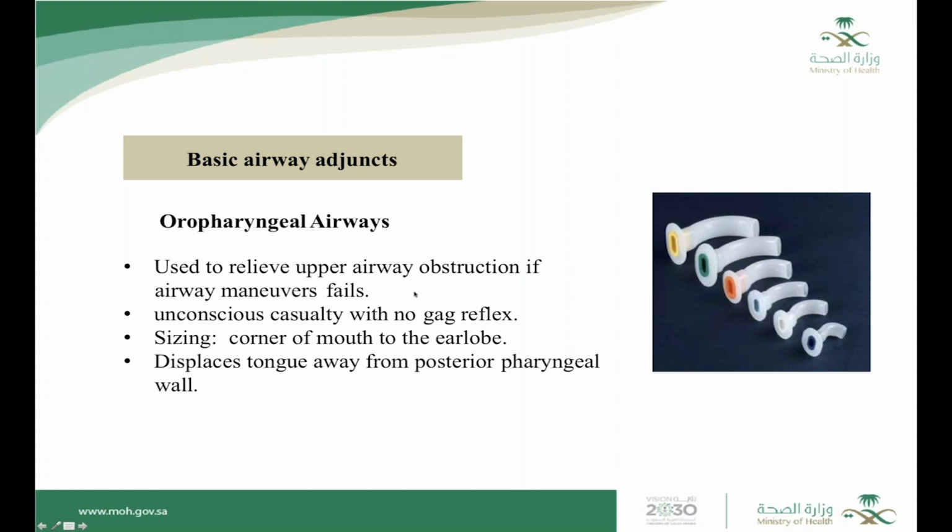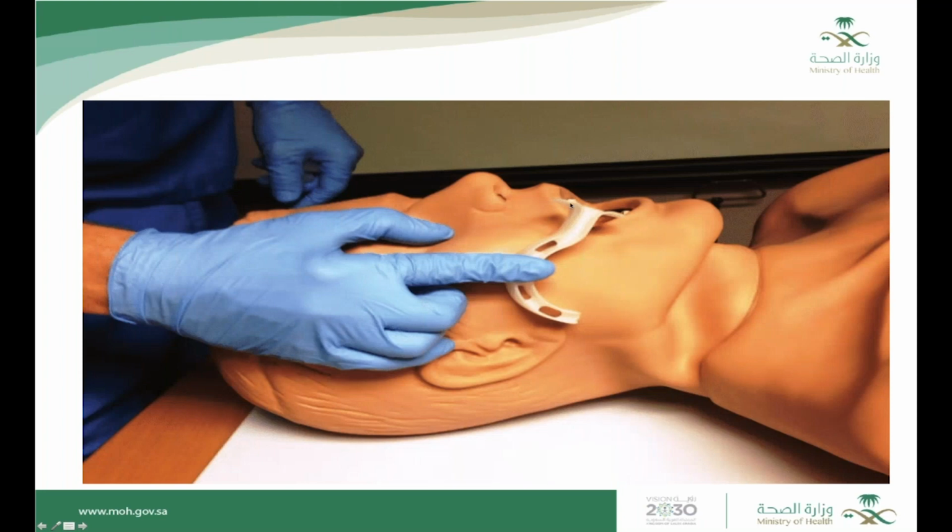To be honest, the best way is to measure it. We have more than one way to measure the proper size. One of them is the corner of the mouth to the earlobe. I think I have provided the picture here. Yes. So you see where the tip is to the corner of the mouth, and the end of it to the earlobe. With this we could estimate the right size for the patient.